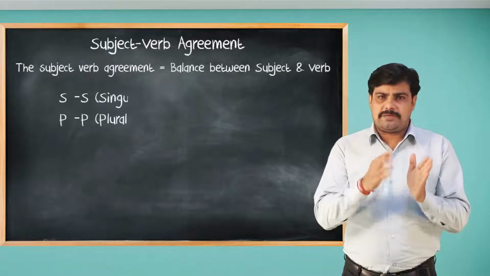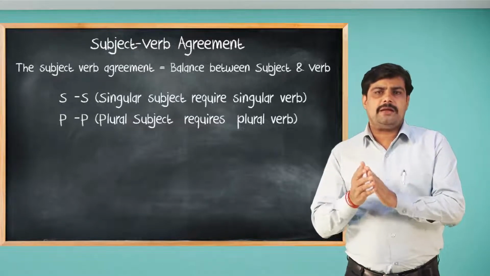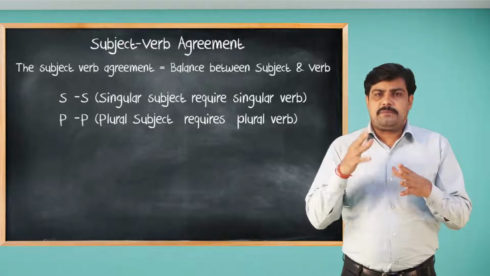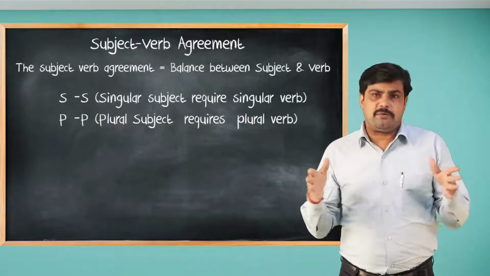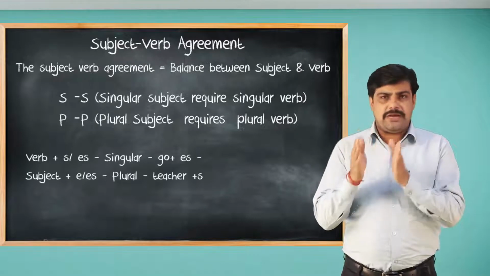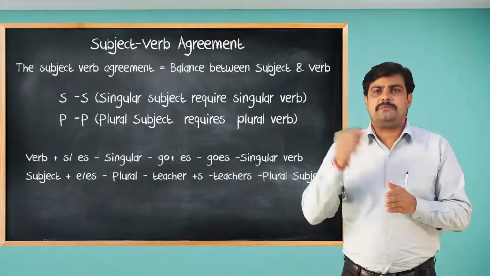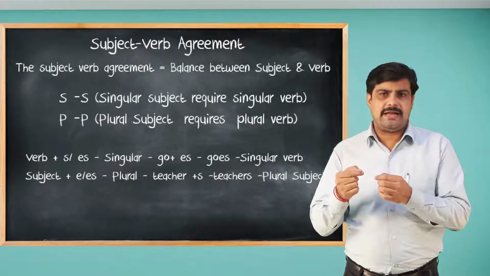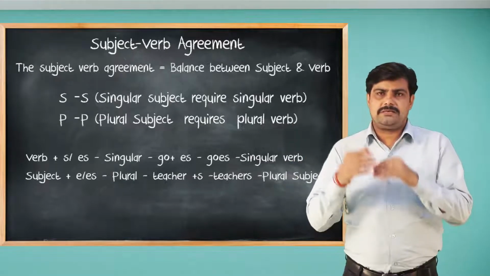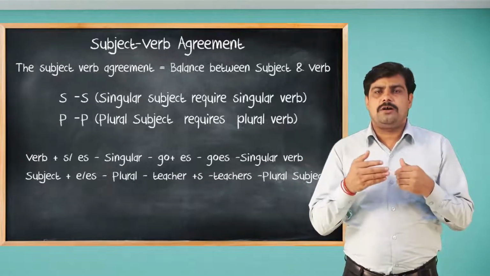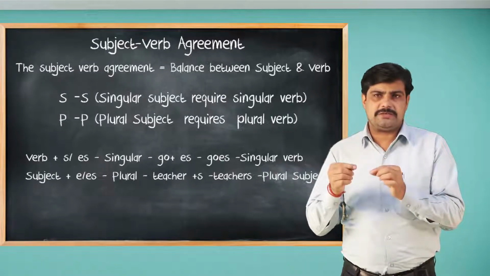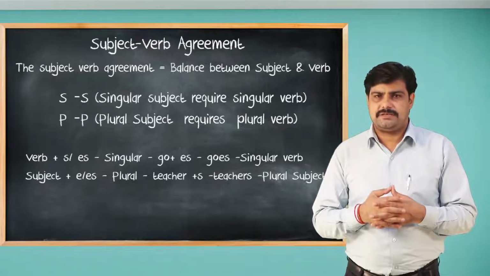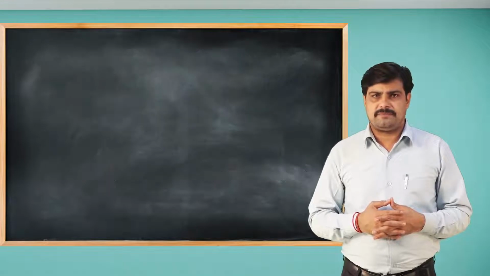SSPP: a singular subject requires a singular verb and a plural subject requires a plural verb. Now the formation of subject and verb, singular and plural, is quite opposite. When you add s or es to a verb, it becomes a singular verb. For example, go: you apply es and you make it singular. But just opposite to that is the subject plus s or es. When you apply it, it becomes plural. For example, teacher and teachers. So teachers is a plural subject here.